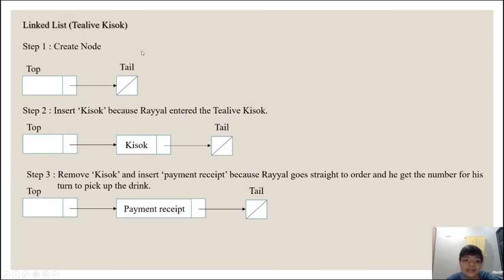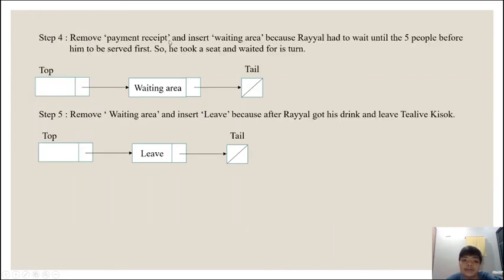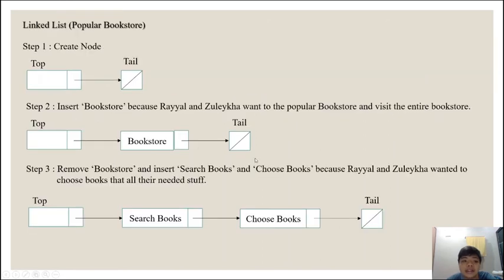Linked list, Kilat Kisot. Step 1: create node. Step 2: insert Kisot, because Raya entered Kilat Kisot. Step 3: remove Kisot and insert payment receipt, because Raya goes straight to order and gets a number for his turn to pick up the drink. Step 4: remove payment receipt and insert waiting area, because Raya had to wait for the 5 people before him to be served first, so he took a seat and waited for his turn. Step 5: remove waiting area and insert leave, because Raya got his drink and left Kilat Kisot.